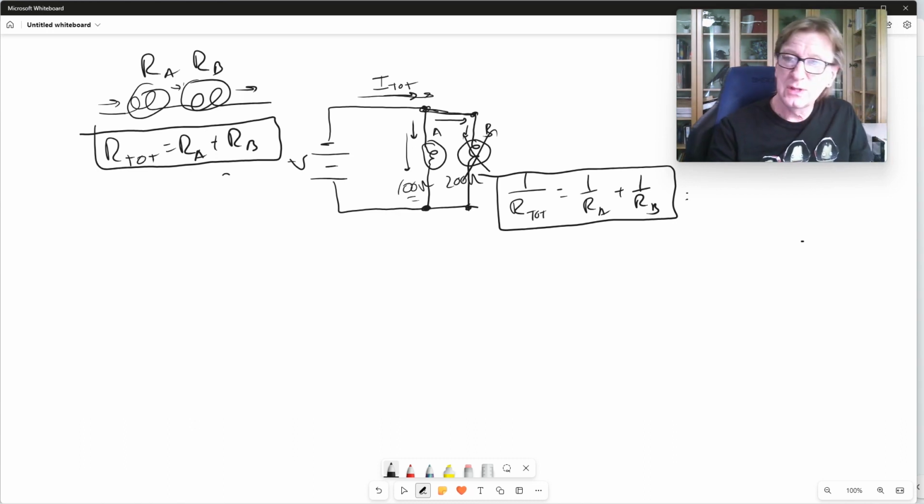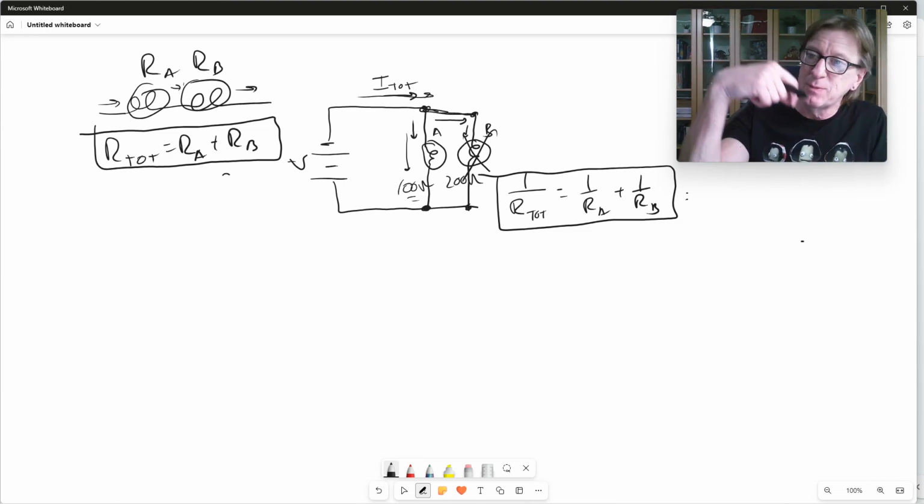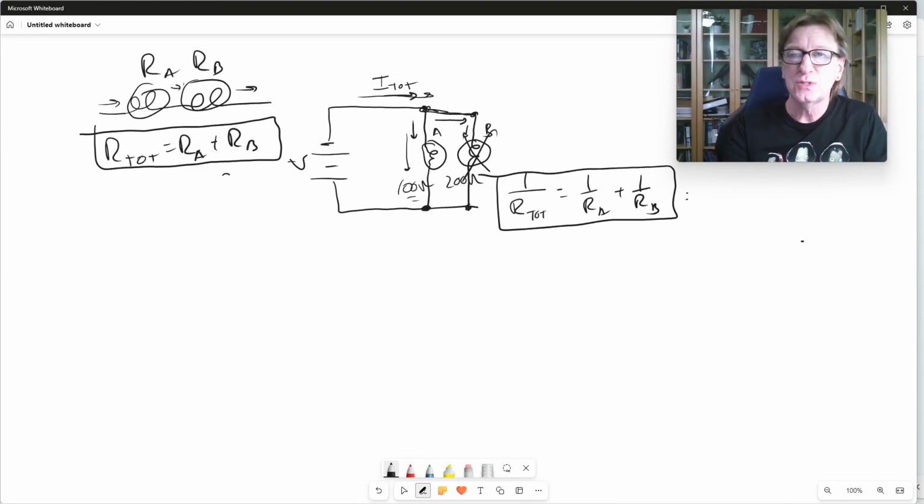So this is a really useful thing to keep in mind. If I put them in series, the resistance goes up. If I put them in parallel, the resistance goes down. With those two, you can make any kind of resistance that you want.